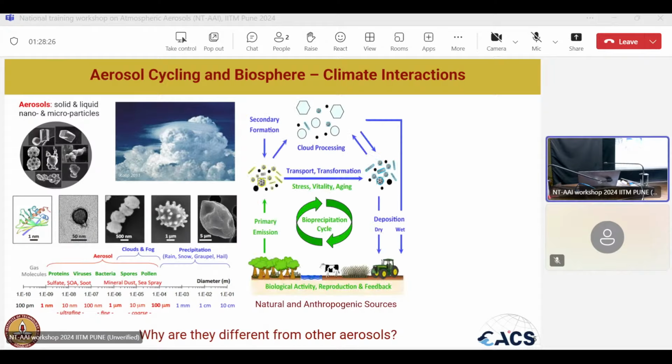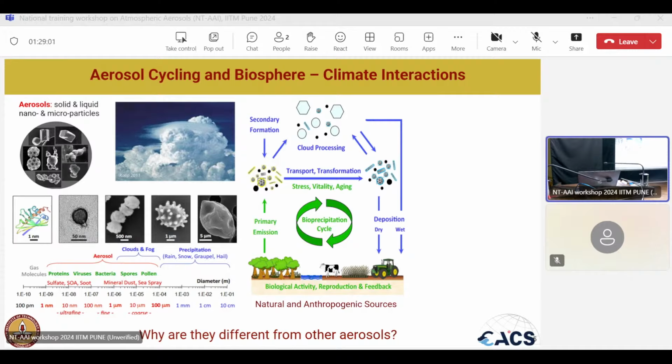Now, like any other aerosols, you have natural and anthropogenic sources. I will try to convince you that bioaerosols have not only natural but also anthropogenic sources. They have primary emissions, which are emitted from the biota. Then there is what I would not call secondary formation, but rather the transformation and aging of the bioaerosol. Of course, they take part in cloud processing, because clouds cannot be formed without the presence of aerosols.